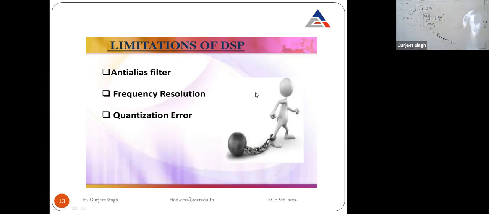The third drawback is power consumption.